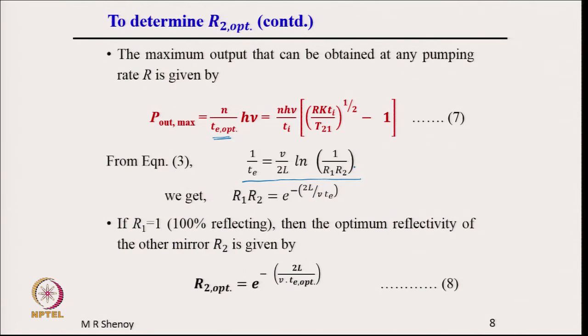and therefore, we can transpose this and determine R1 R2 is equal to e to the power minus 2L by V Te. Please see, these are all velocity, there is no frequency coming into the picture, and if R1 is equal to 1, then we have the optimum R2 is given by e to the power minus 2L divided by V into Te opt.